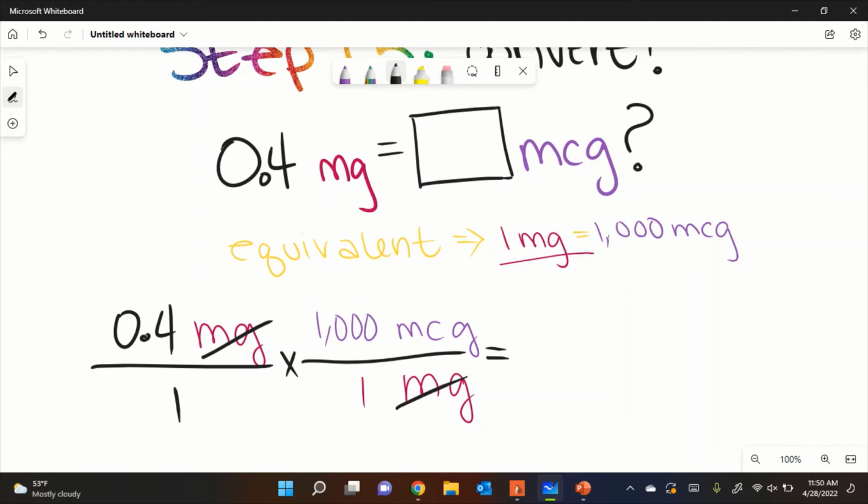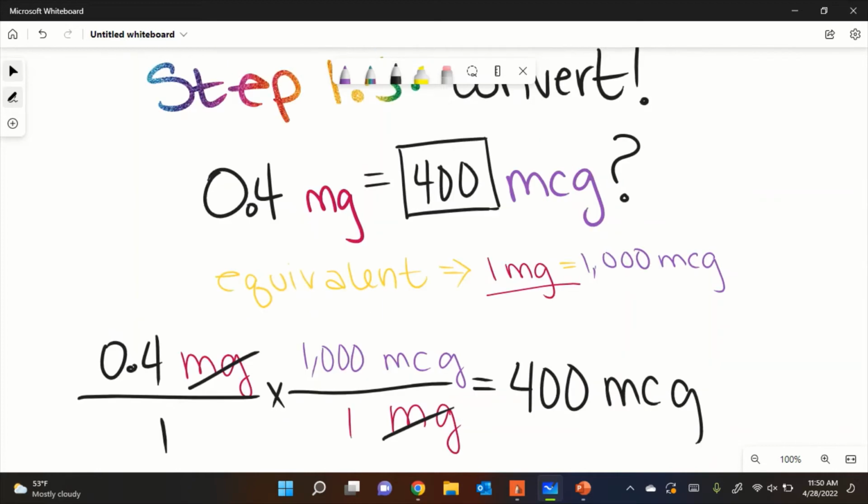Milligrams on top and milligrams on bottom. We can cancel those out. That leaves us with 4/10 times 1,000 micrograms over 1 times 1. And because anything over 1 is itself, I'm not even going to bother writing over 1. I'm just going to write what 4/10 times 1,000 micrograms is. We see that the answer is 400 micrograms. And so we can fill that in here.